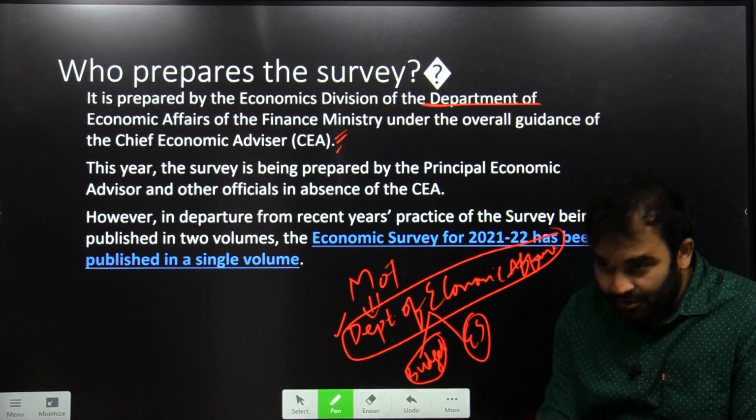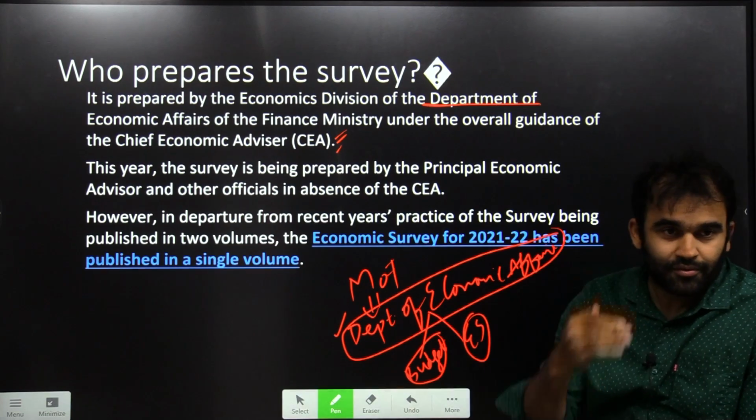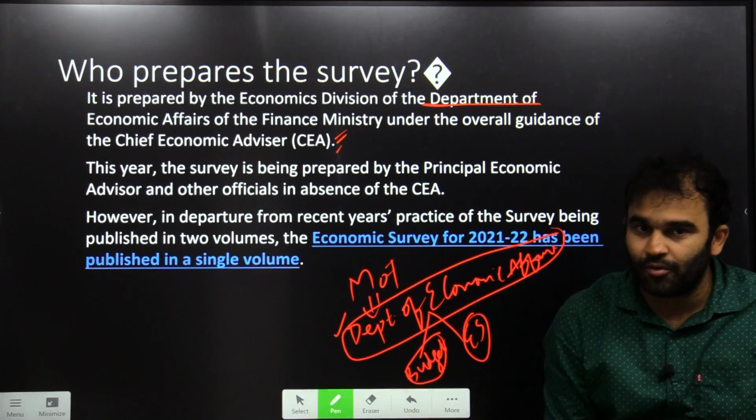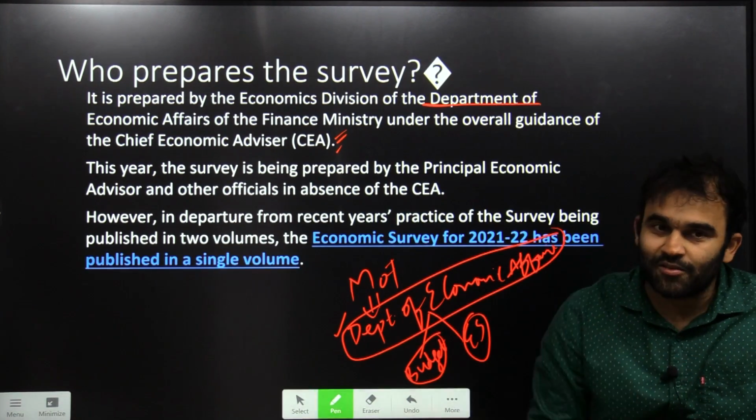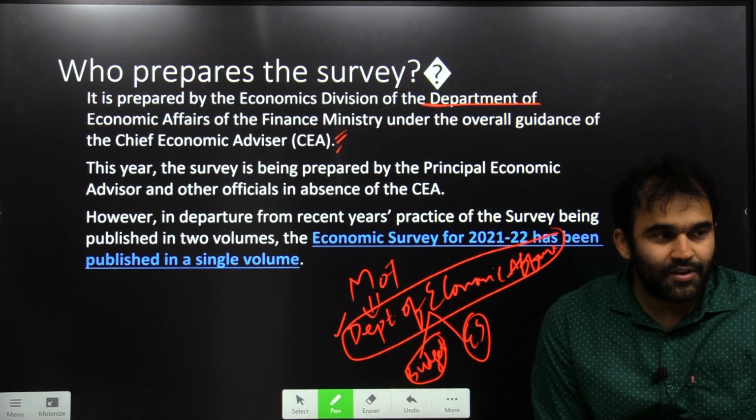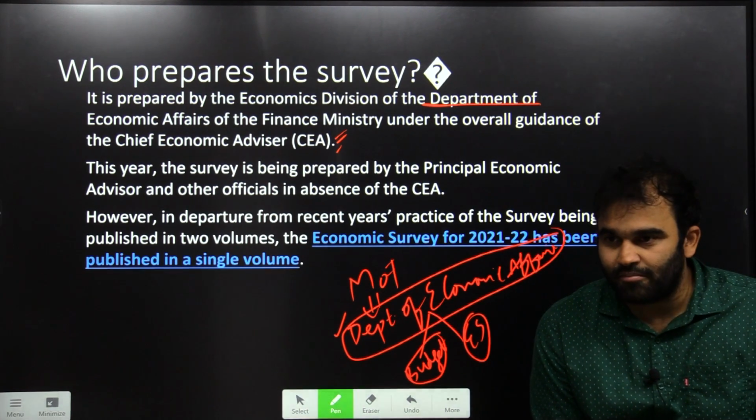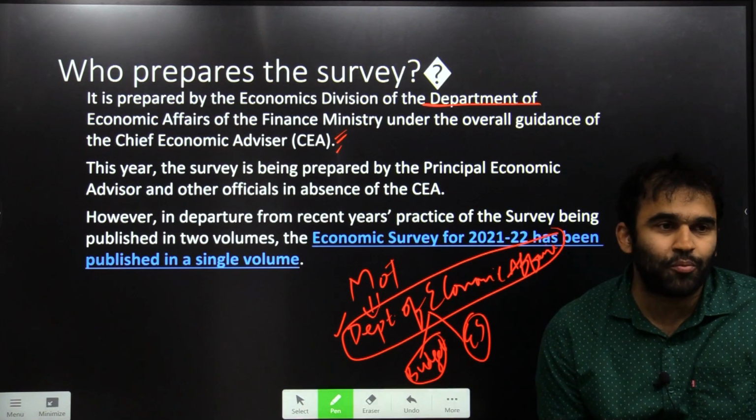Then most of you are done with polity. For those of you for whom polity is not done, ignore this question. Which provision of the Constitution mandates the government to provide the budget?